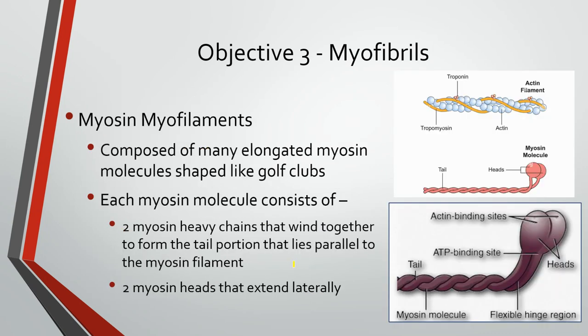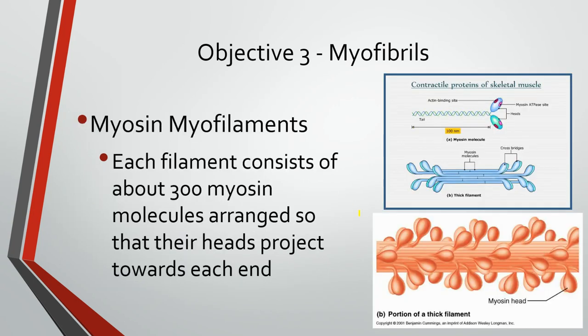All right, now on the myosin filaments, these are my thick filaments. So they actually have many of these myosin molecules, and each myosin molecule kind of has this double head structure. All right, so this is one myosin molecule, and each myosin molecule is going to have the two tails that are called heavy chains, and then they're kind of wrapped together, and then they're going to have these two myosin heads. Now, the myosin myofilament as a whole contains about 300 of those myosin molecules.